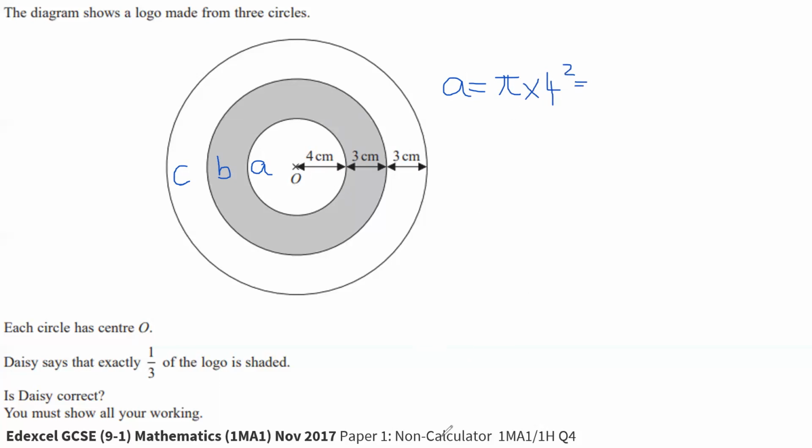So because this is a non-calculator paper, and because you're comparing different areas rather than being asked to give an exact numerical answer, I think we're absolutely fine to leave this in terms of pi. So we can just call this 16 pi and deal with it from there. But if you would prefer to use, for example, pi equals 3 as an approximation, then that will give you roughly 48, which you may find easier, and that is absolutely fine.